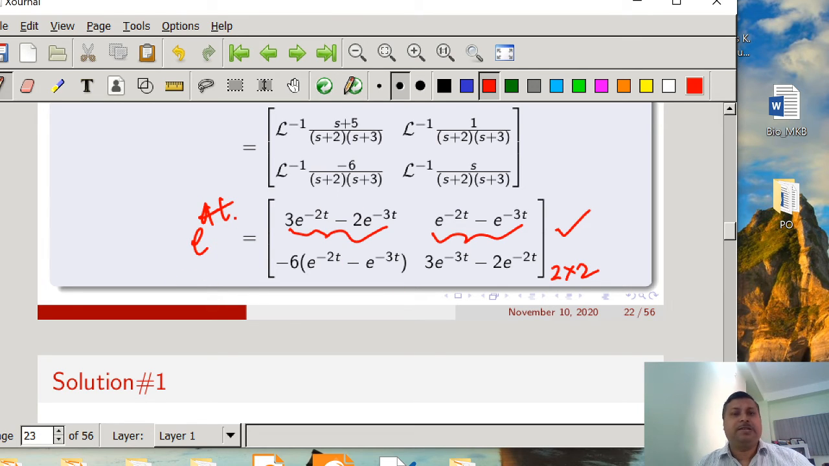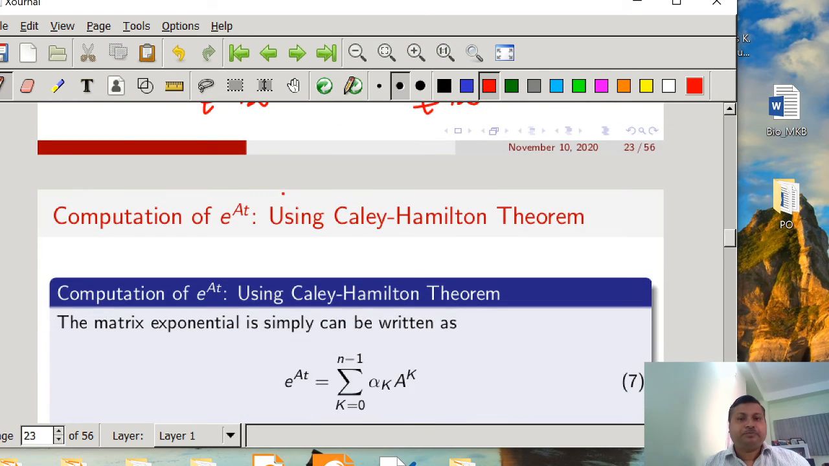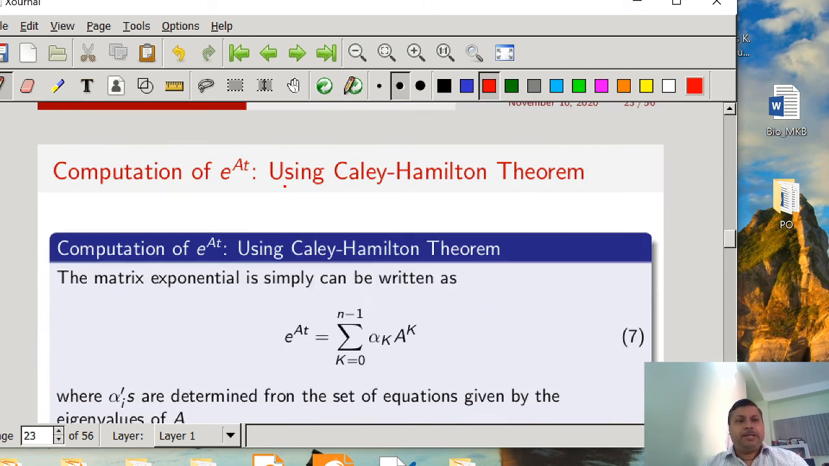So from this discussion, one thing is clear: what the elements of e to the power At are, and what the dimension of e to the power At is. If A is a square matrix n by n, then e to the power At also will be an n by n matrix, which is helpful to compute the solution of the system states, because x of t equals phi of t, meaning e to the power At, into x0. Fine. I will end my lecture.